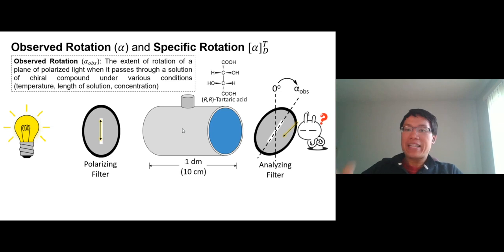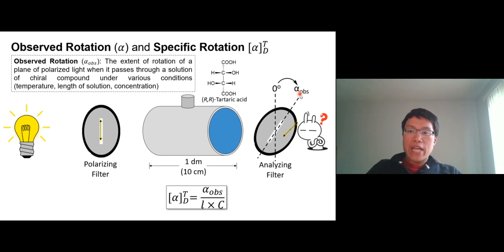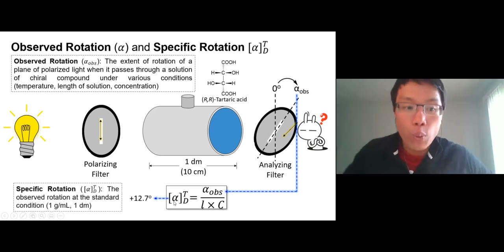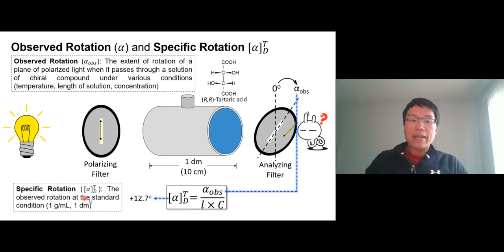Does it make sense? All right, same thing right here. The observed rotation depends on many factors. We can't really use anything with it, so we have to control this variable. Instead of using observed rotation, we take the observed rotation value, plug it into this equation, and what comes out is a specific rotation, which is the observed rotation at the standard condition. Like sea level for the boiling point.